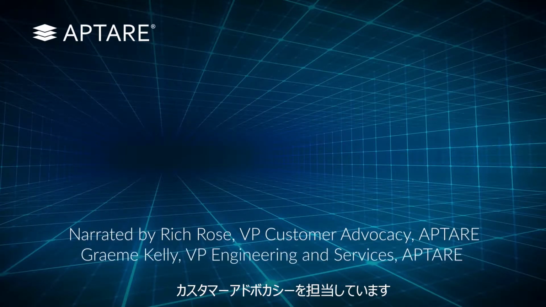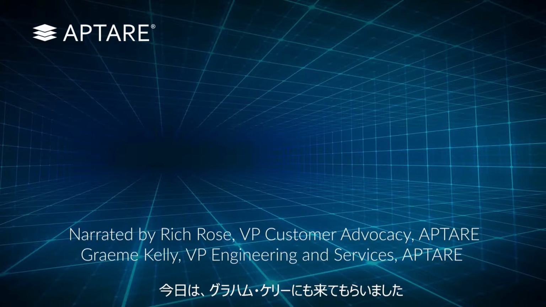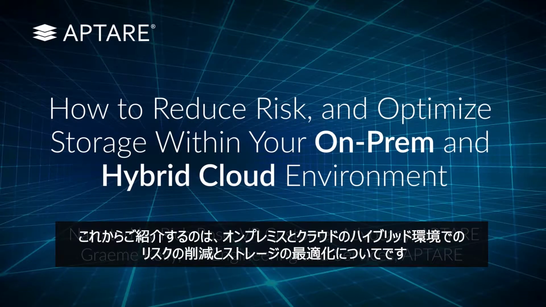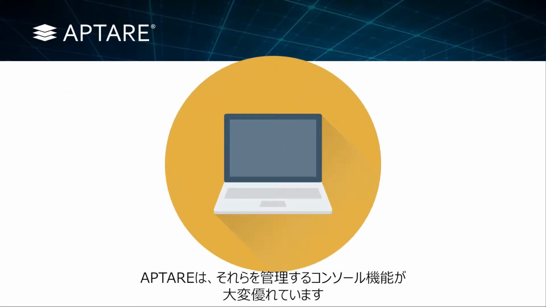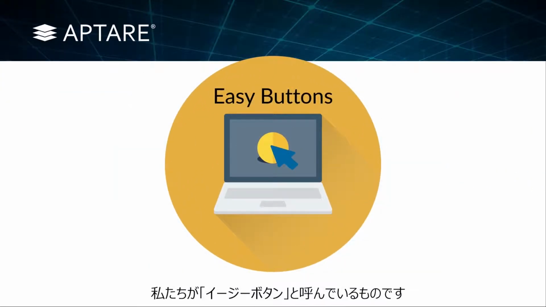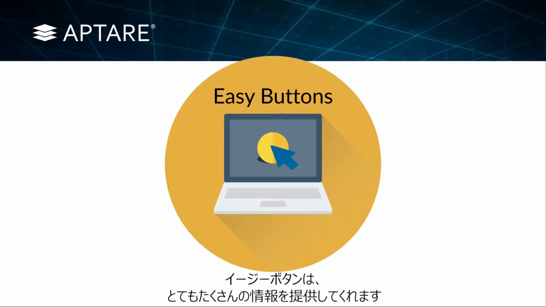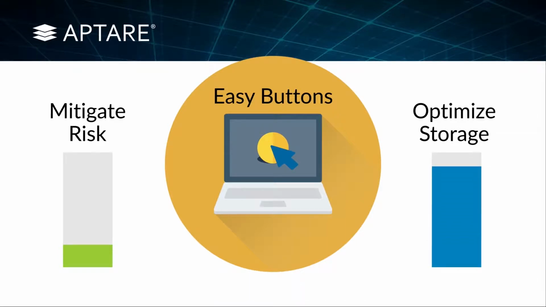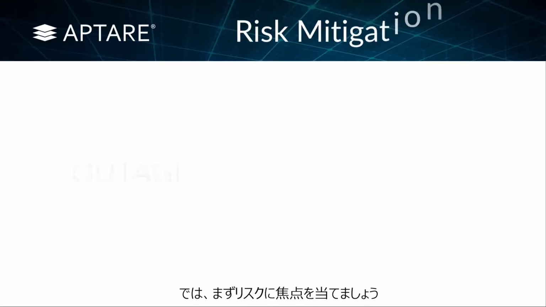I'm the Vice President of Customer Advocacy at Aptare, and I'm joined today by Graham Kelly, our Vice President of Engineering and Services, to talk a bit about how to reduce risk and optimize storage within your on-prem and hybrid cloud environment. Some of our console's many capabilities have evolved into what we like to call easy buttons. The easy buttons provide a lot of useful information that can help mitigate risk as well as optimize storage. For now, let's take a moment to focus on risk mitigation.